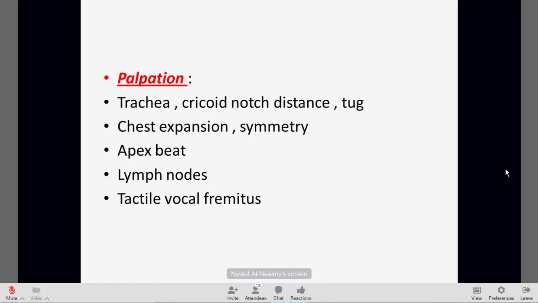Regarding the palpation, starting with the trachea. In the trachea, I will intend to examine 3 things, which is the position of the trachea, the cricoid notch distance, and tracheal tug.